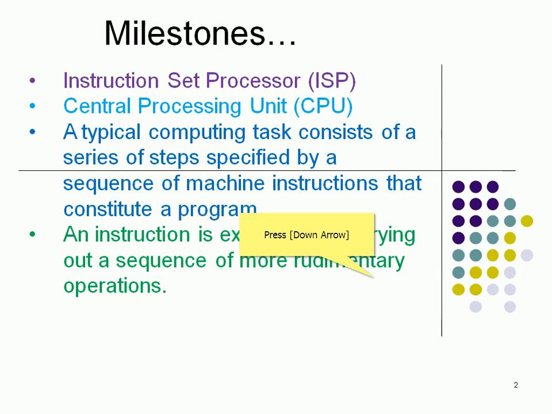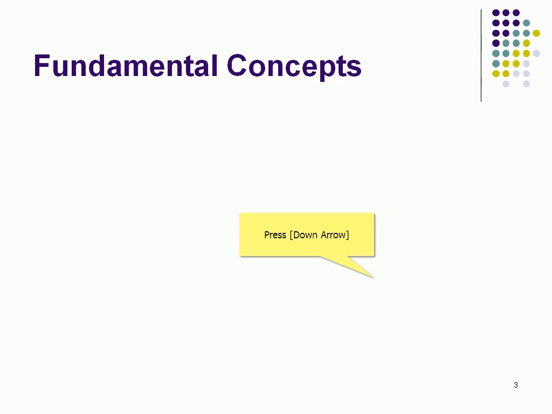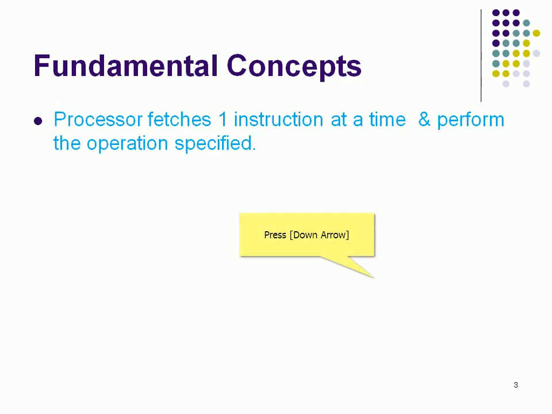We will also discuss how control signal generation happens with the help of the processor. At the beginning, the fundamental concept: the processor fetches one instruction at a time. We have seen the basic operation of the computer, which fetches the set of instructions submitted in a program. So the processor brings one instruction at a time and performs the operation specified.